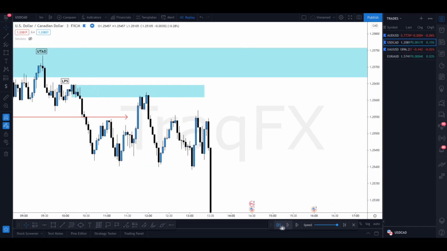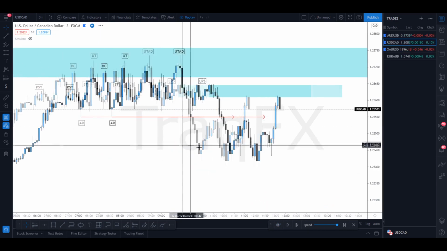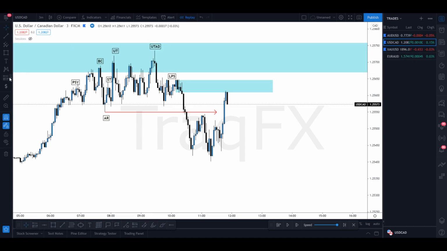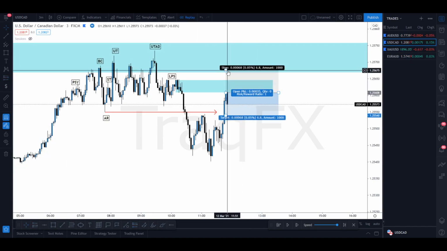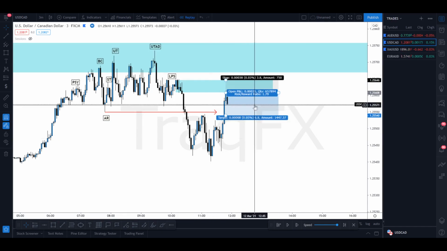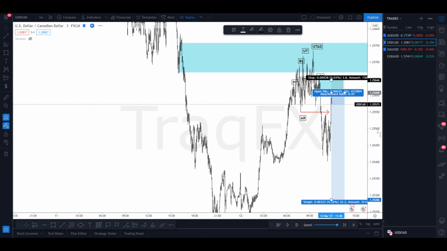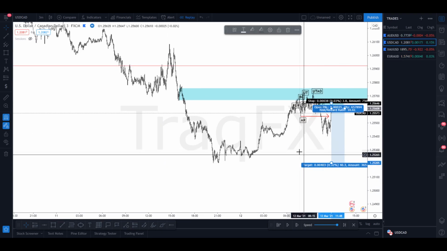Let's see what the market did. Well, we already saw what the market did, but yeah. So at this point, what did it do? Well, it comes back into our LPS, perfectly taps us into the LPS, and then from here we have a 3.8 stop loss, and TP would just be the next 1 minute low. So that could be over here.